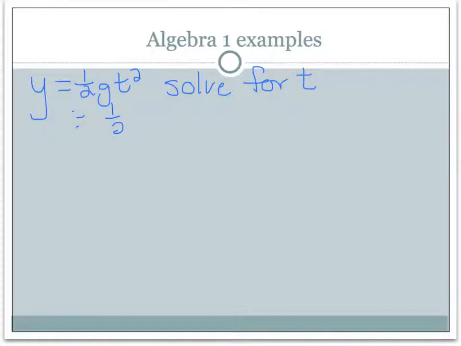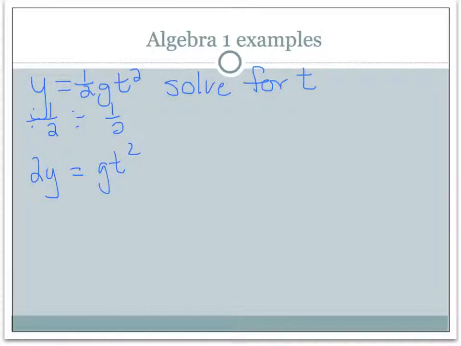Remember, we have to do it to both sides because it's just like only painting your nails on one hand or only doing curls with one hand. It ends up lopsided and that just doesn't work. Okay, and so we know that dividing by 1/2 is the same as multiplying by 2. So that gives me 2y equals gt squared.